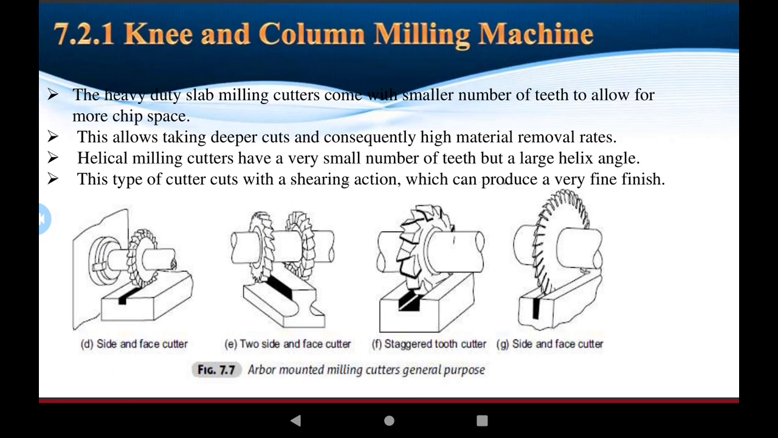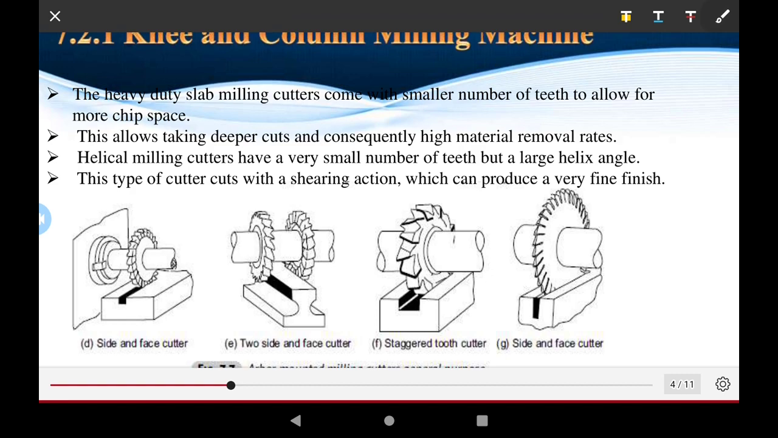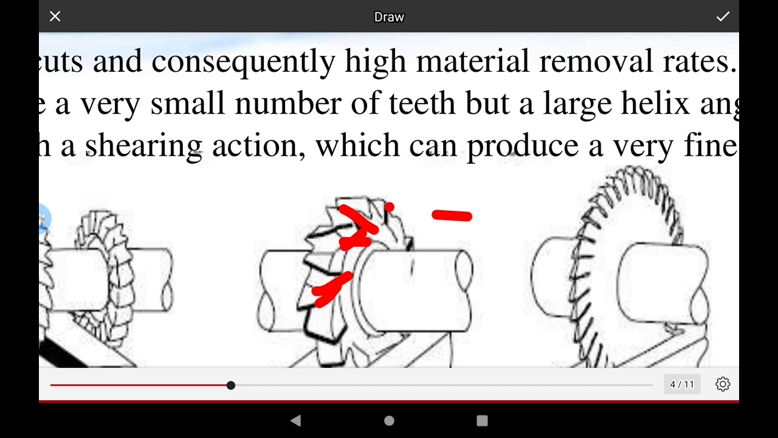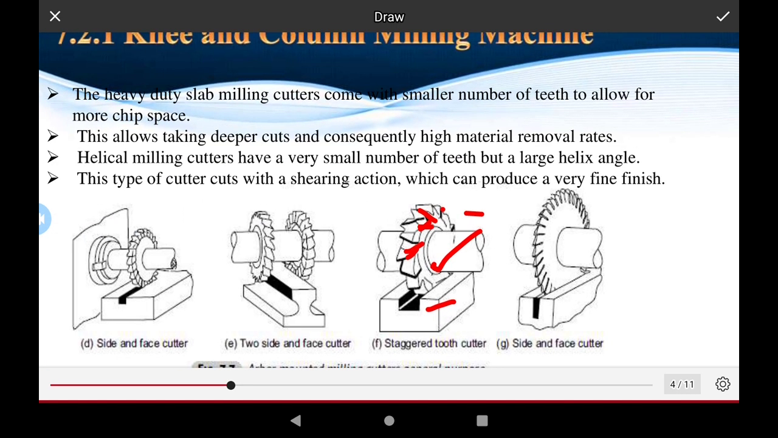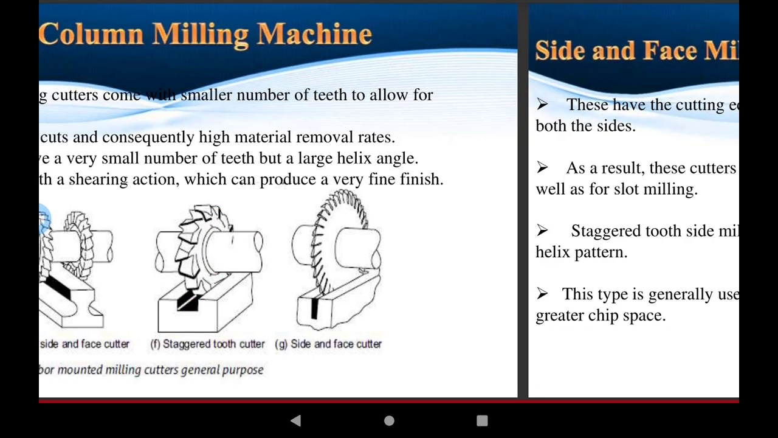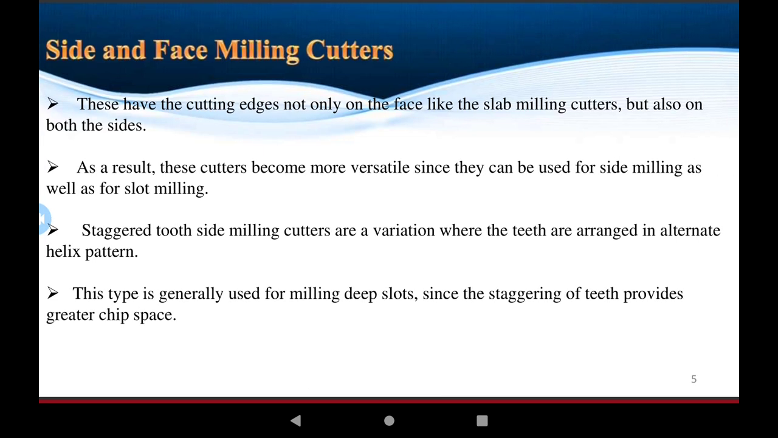This is the straight side cutter, shown in figure three. The teeth act on the workpiece, generating one surface and two sides in the manufacturing operation. The straight and side milling cutter has a variation where the teeth are arranged in an alternating helix pattern, also known as the helix angle.